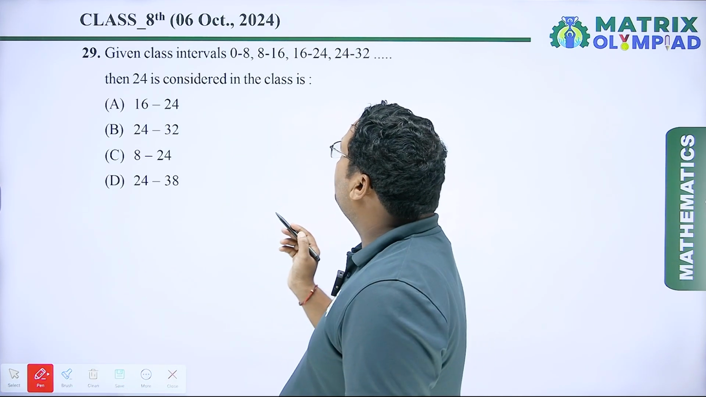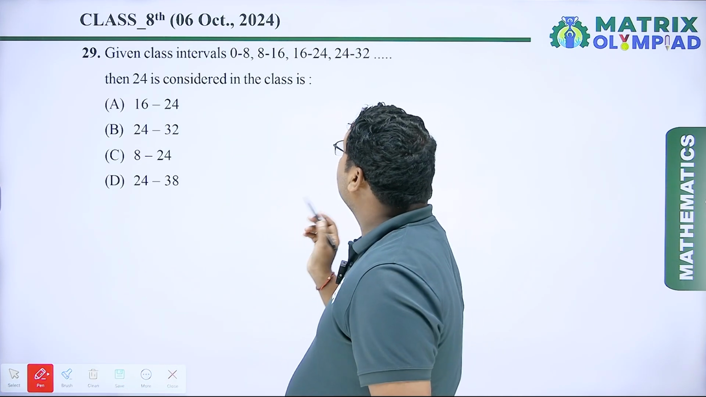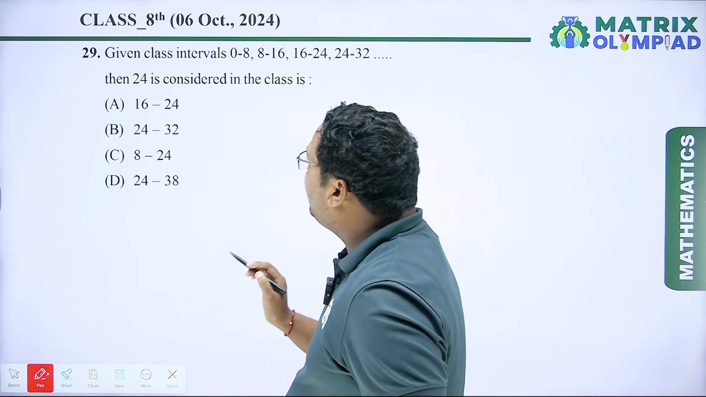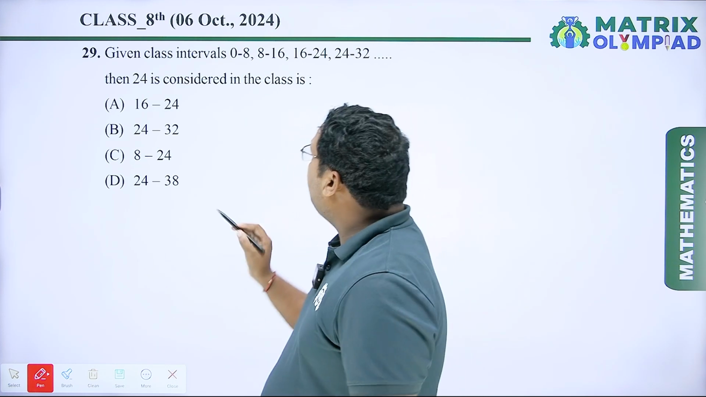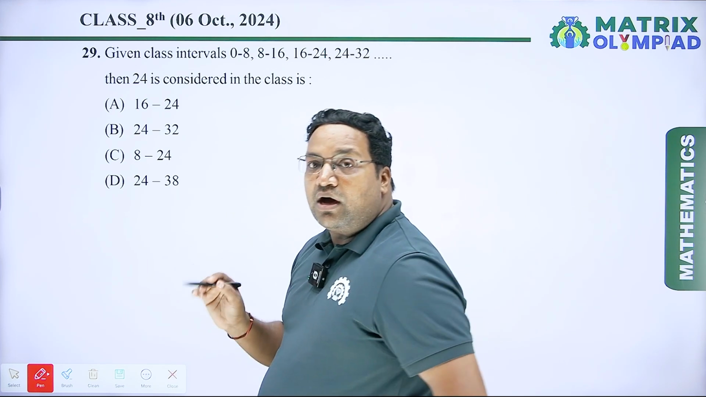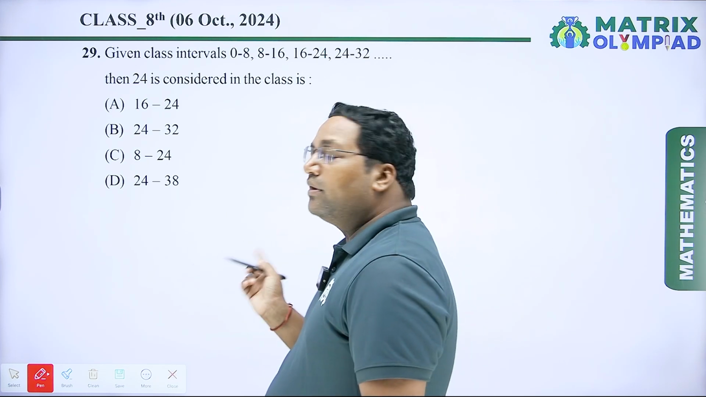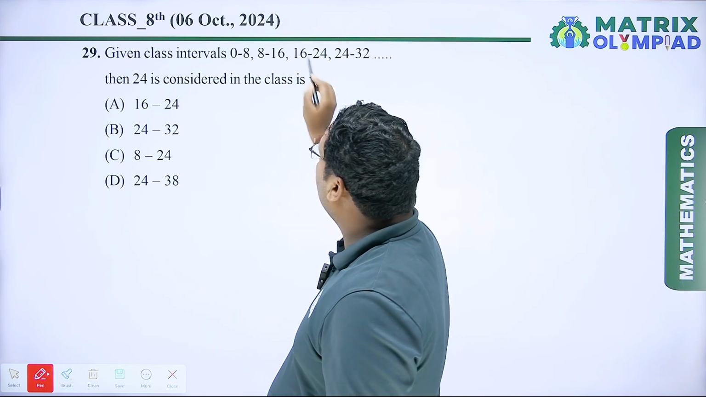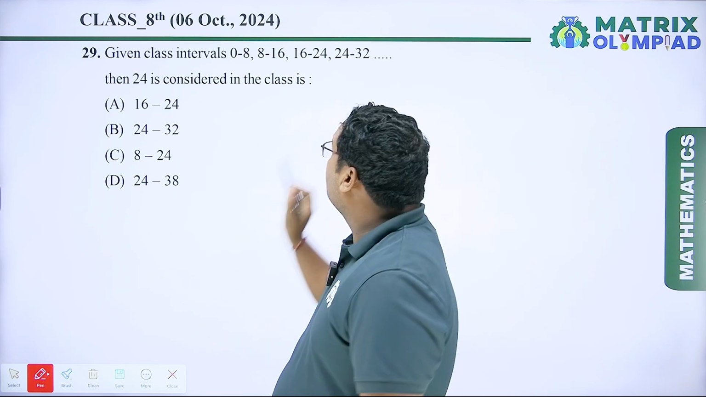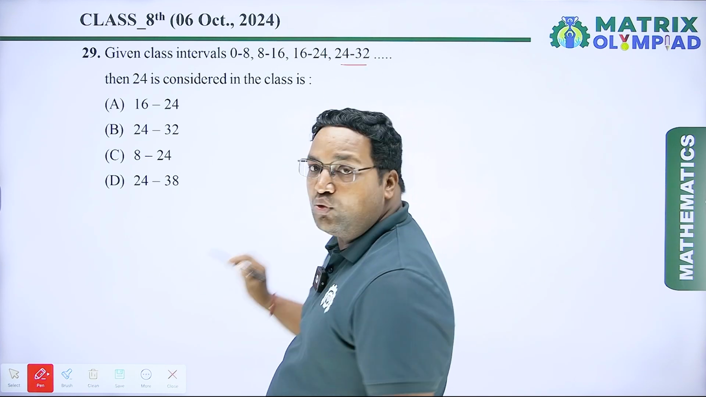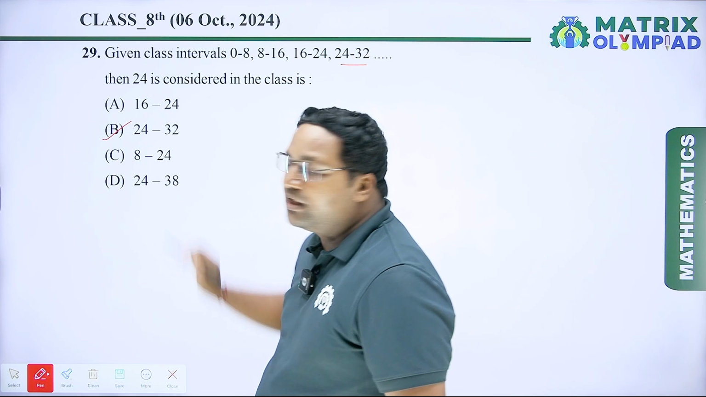Given class intervals 0 to 8, 8 to 16, 16 to 24, 24 to 32, then which class is 24 considered in? We know in continuous class intervals, the upper limit is considered in the next interval. So here 24 is the upper limit of 16 to 24. So this 24 is considered in the next interval, that is 24 to 32. So the correct option is B.